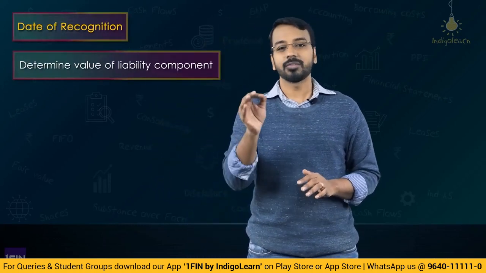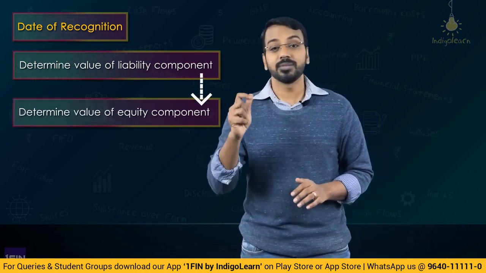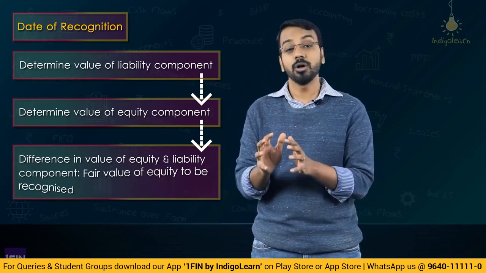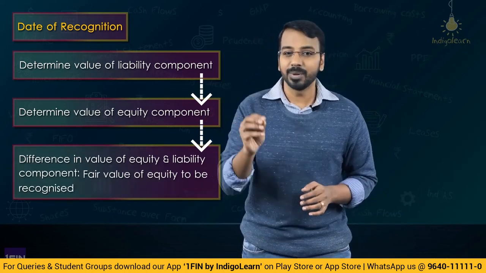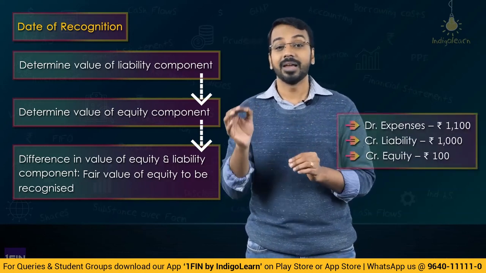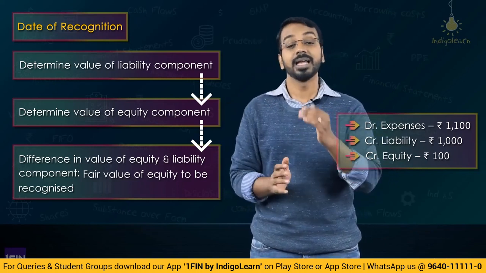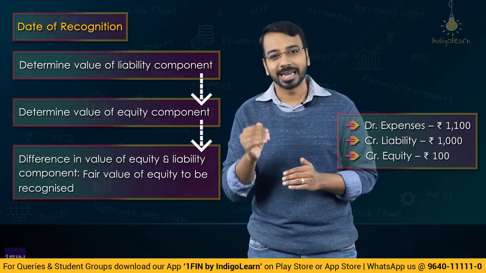So the entity will not think that because the equity settlement is beneficial, it is likely that the employee will exercise the equity option, so let me account it as an equity transaction. That is not what is done. At the date of recognition, you will determine the value of the liability component, you will determine the fair value of the equity alternative, and the difference between these two will be the equity component. So your expense will be the sum of liability component and equity component. In our example, 1000 was the liability component, 1100 was the fair value of equity alternative, 100 is the value of equity component, and the expense is 1000 plus 100, 1100, right?